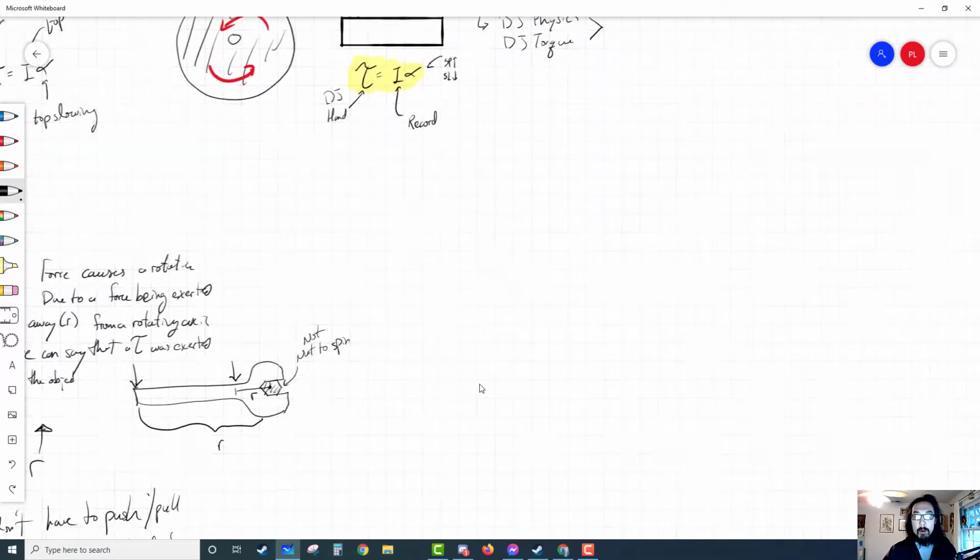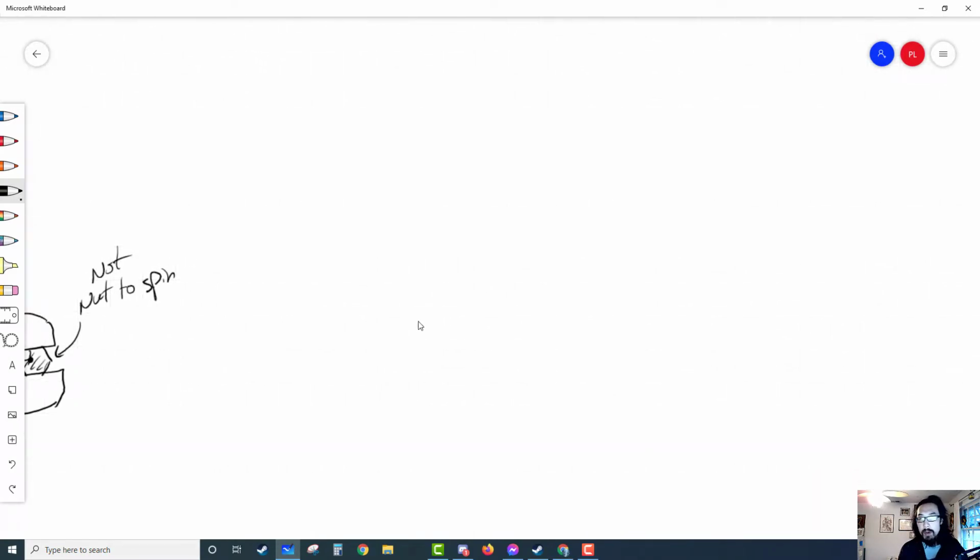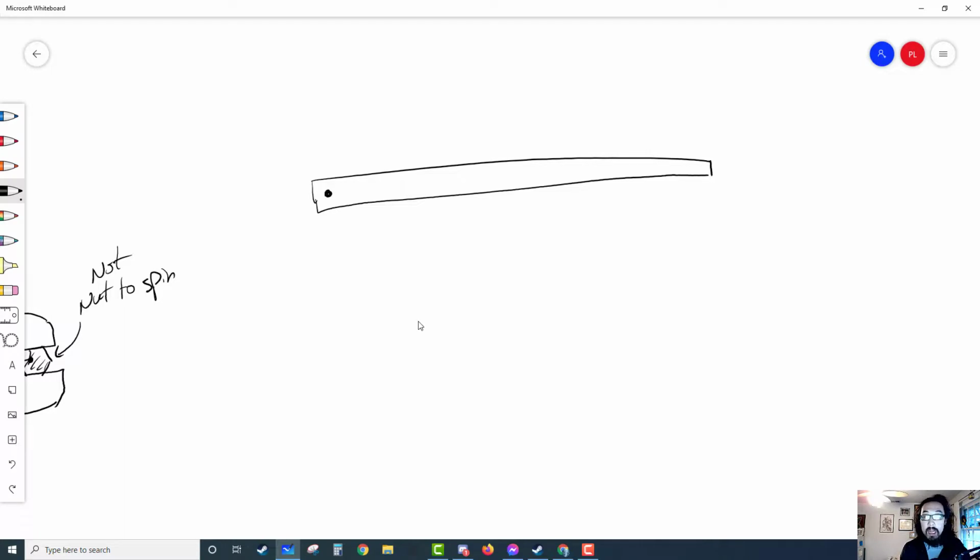All right, now let's see. What else can we do? Let's do a quick little practice problem because I do want to show you that multiple forces can create torque at once. All right, so let's say we have a lever, right?